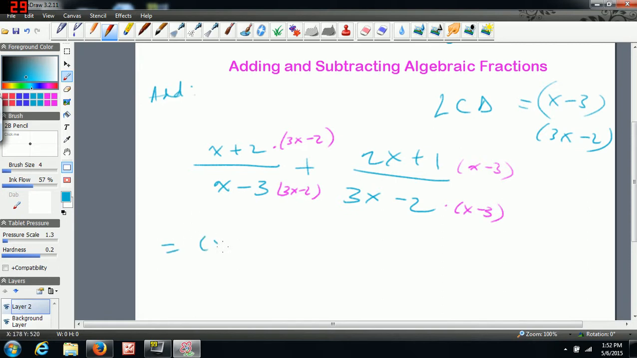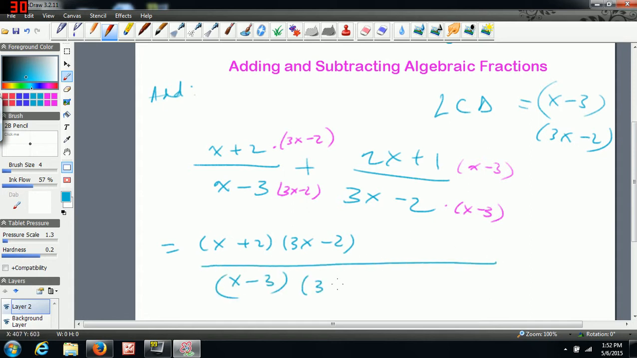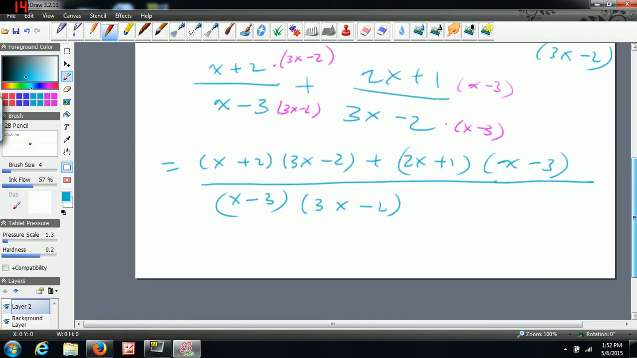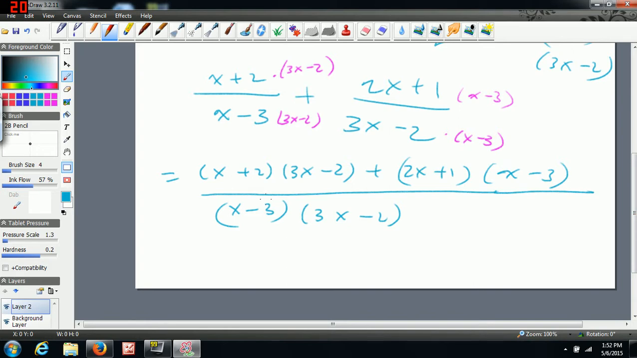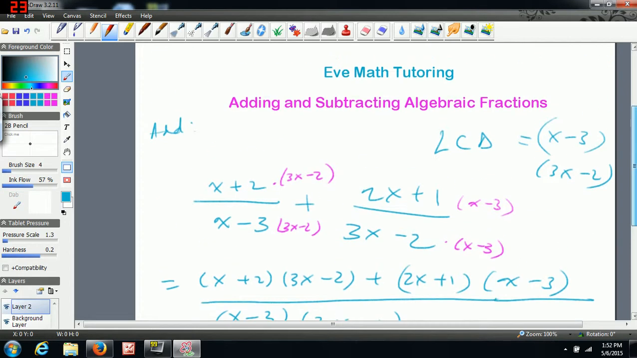So when we do that, we get x plus 2 times 3x minus 2. The denominators become the same: x minus 3 times 3x minus 2. And then plus 2x plus 1 times x minus 3. I don't see anything that we could actually cancel out, so we can't factor anything out from the top or the bottom. At that point, you could simplify it further.